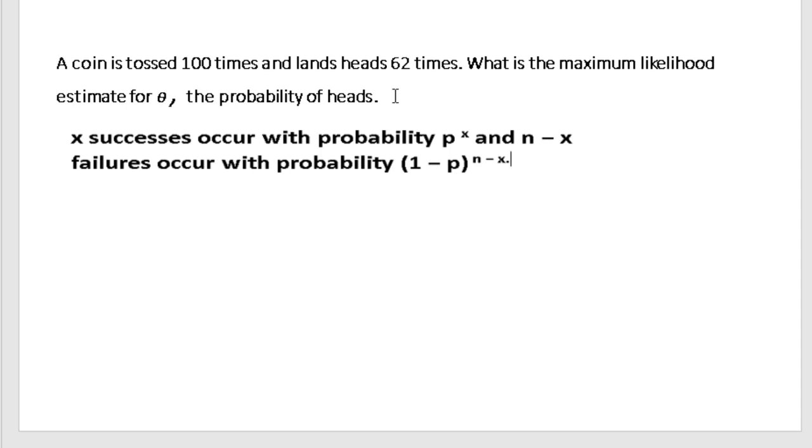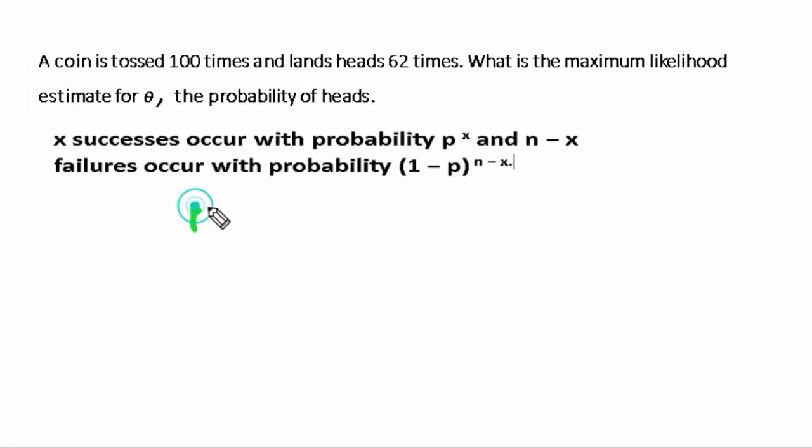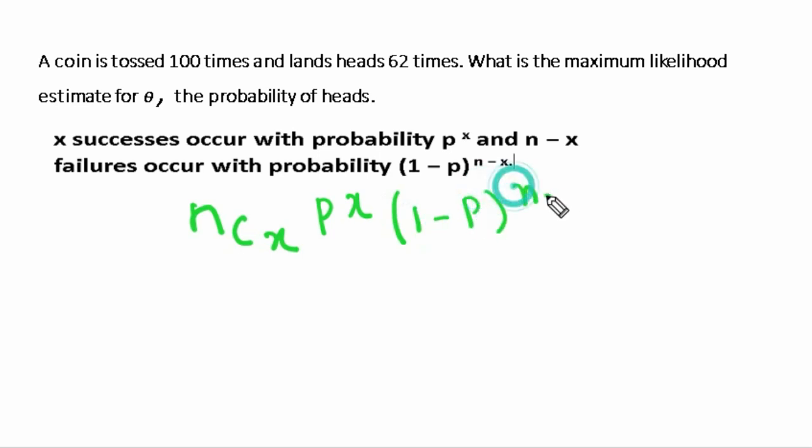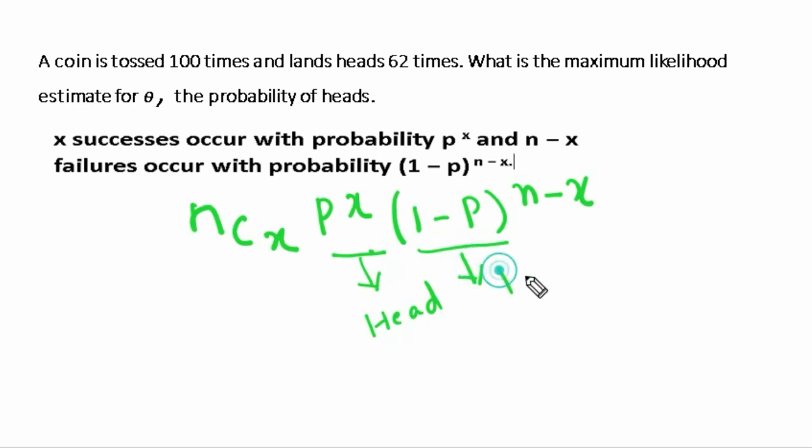So the probability mass function of Bernoulli's distribution is nCx, p raised to x into (1 minus p) whole raised to n minus x. Here x successes occur with probability p raised to x, and n minus x failures occur with probability (1 minus p) whole raised to n minus x. As our problem is asking to find the probability of head, this part deals with the probability of head and this part deals with the probability of tail, because tail is taken as failure in this case.